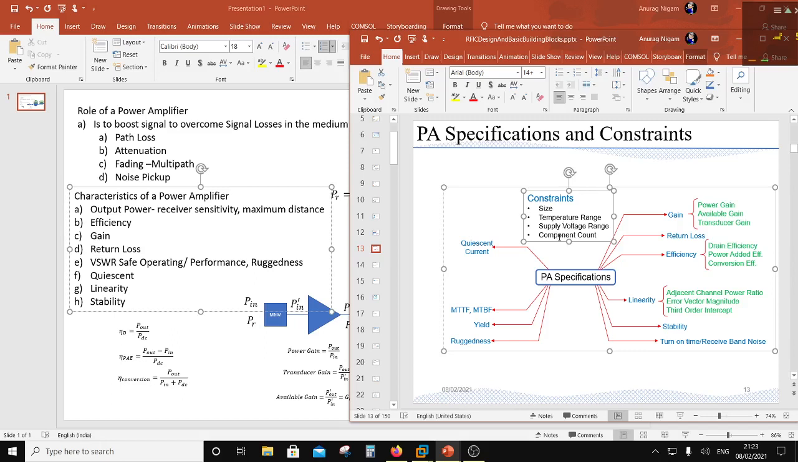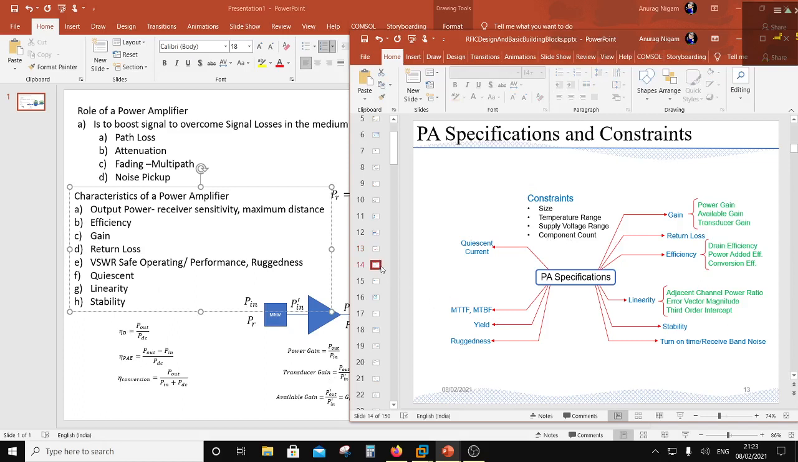And the last constraint is the component count. If you have a PA which has everything on the chip, and all it requires is coupling caps and bypass caps, then the number of additional components required is less. So component count becomes important because it is really the cost to the customer. So these are the specifications of a PA.